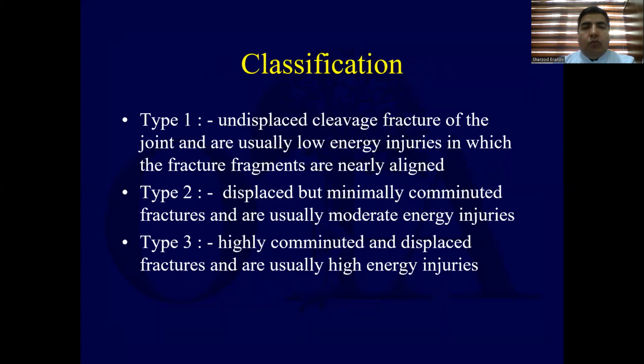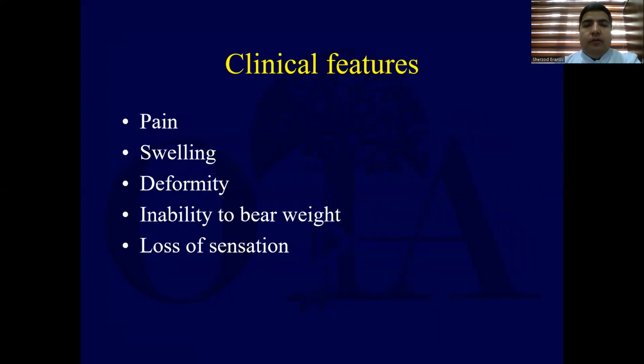Classification: type 1, undisplaced cleavage fracture of the joint and usually low energy injuries in which the fracture fragments are nearly aligned. Type 2, displaced but minimally comminuted fractures and usually moderate energy injuries. Type 3, highly comminuted and displaced fractures and usually high energy injuries.